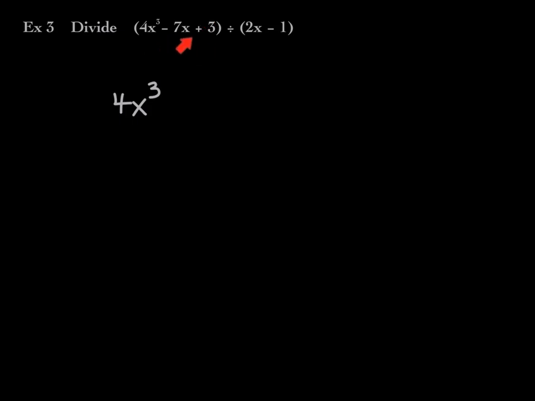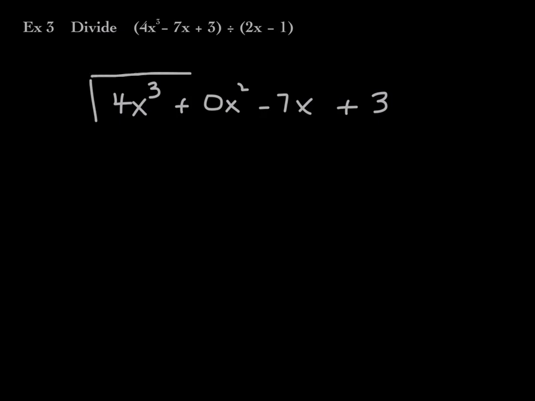So this polynomial has degree 3, degree 1, degree 0. It's missing the second degree term. There is no term here that is being squared. Because of that, when I write my dividend, I'll write it as 4x cubed plus 0x squared minus 7x plus 3, okay? I know I can do that because 0 times x squared is just 0. Adding 0 to my polynomial does not change my polynomial, okay? So I'm going to do that.